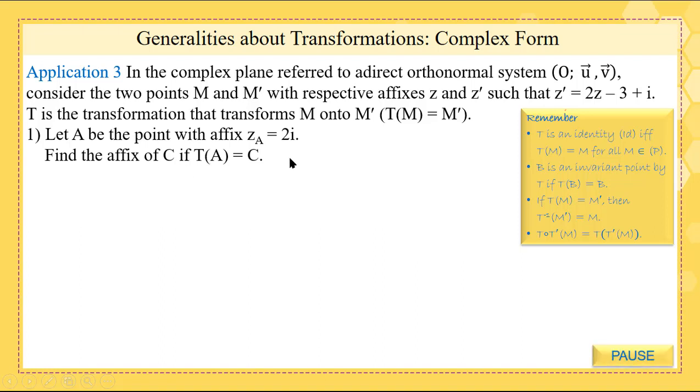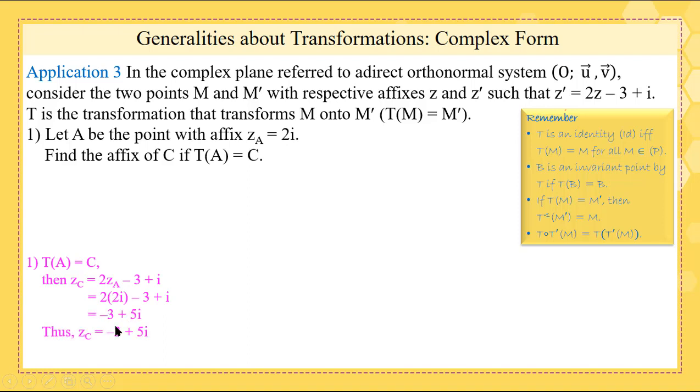Try to answer it. Now, if T of A is equal to C, C likes M prime and A likes M. So according to this relation, ZC equal to ZA minus 3 plus I. And if we substitute ZA by I, we get ZC equal minus 3 plus 2I.